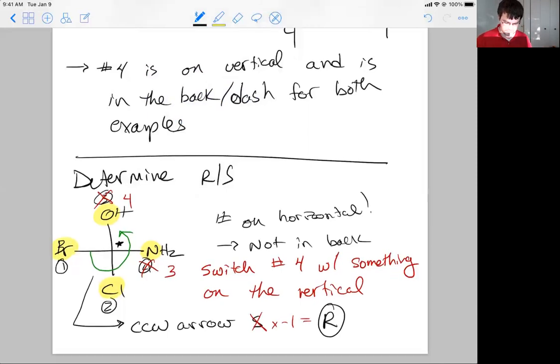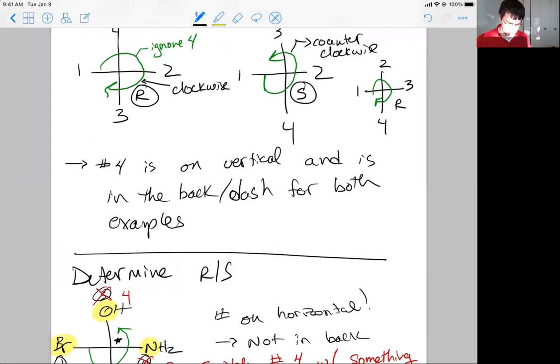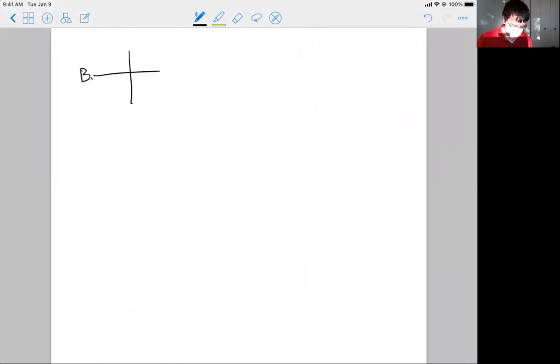Okay. Anyway, so we figured out that this stereocenter is R. Alternatively, we could have swapped the other two groups and gotten the same answer. All right. And the nice thing is it's a lot faster to draw straight lines than it is to draw wedges and dashes, right?